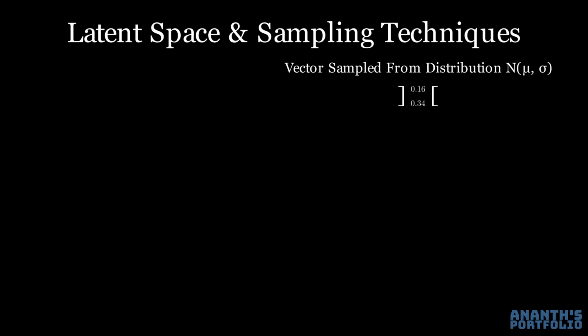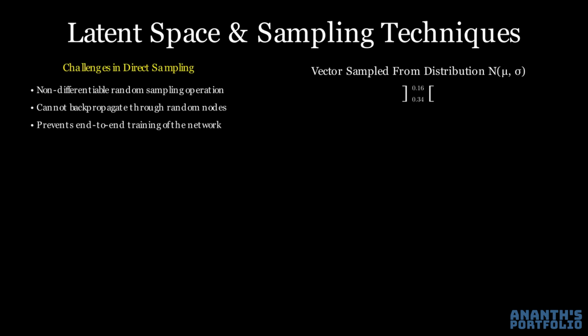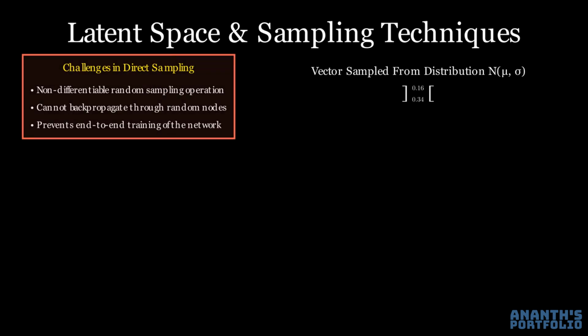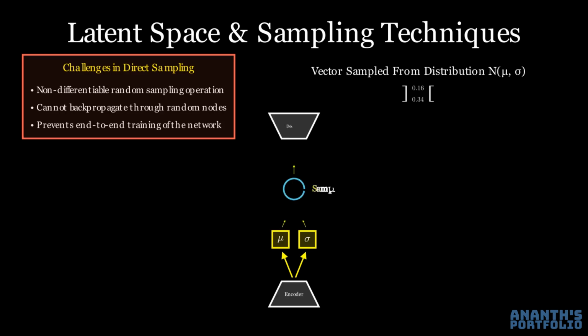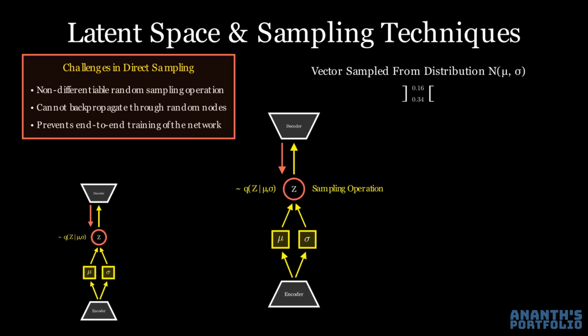Now that we understand how sampling works in latent space, let's address a critical challenge: the non-differentiability of the sampling operation. When we sample points directly from a distribution, the randomness introduced by this process creates a problem. Specifically, random sampling is not differentiable, which means we cannot compute gradients through it. As a result, backpropagation, the core mechanism that allows neural networks to learn, cannot pass through the sampling step. This prevents us from training the network in an end-to-end manner, which is essential for optimizing both the encoder and decoder simultaneously. To solve this, we use a clever technique called the reparameterization trick.